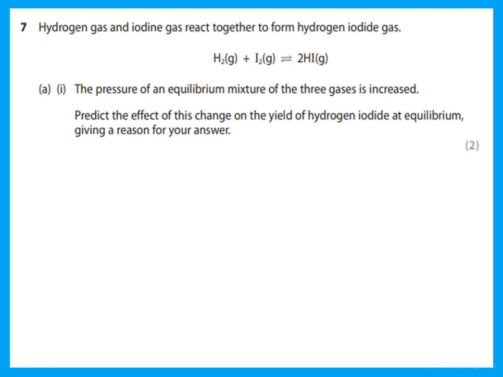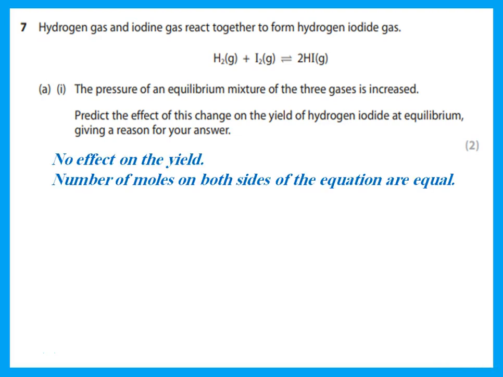Now, here he's saying predict the effect of increasing the pressure on the yield of hydrogen iodide. So if I increase the pressure for this reaction, will it go forward or will it go backward? We said it should go to the side that has fewer molecules. Well, if it goes forward, it will give me 2 molecules of HI. If it goes backward, it will give me 1 molecule of hydrogen and 1 molecule of iodine. And that means that both of them are the same. There is an equal number of moles on both sides of the equation. So actually, there is no effect on the yield. It will not give me more HI or less HI.